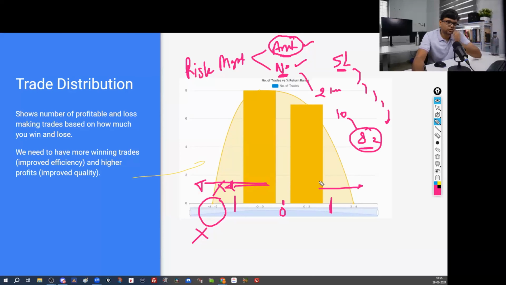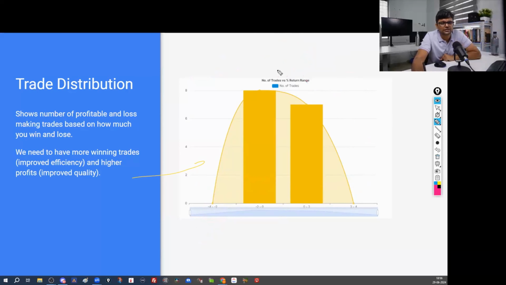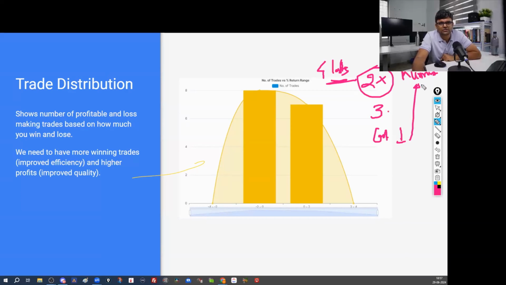Now, how can you have big winning trades? Let's say you're trading with 4 lots. You're targeting 2x. As soon as you reach 2x, you book 3 lots. You bring your stop loss to cost on the 1 lot that is remaining and you let it run. This is called a runner. So sometimes you will make 2x, you might make 5x. On a big day like election result day, you might make 5x in a very short period of time.